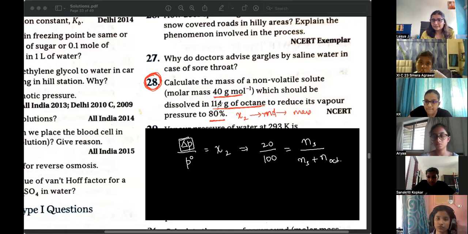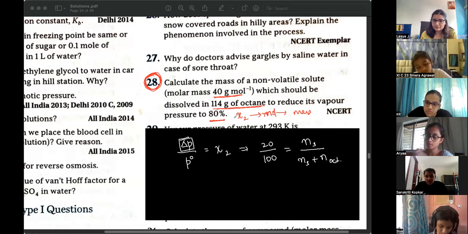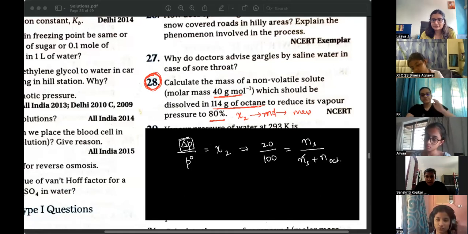You're also given a specific mass of octane, no? So you have the number of... And that's exactly what you need to find out. Calculate the mass of the non-volatile solute. How? So that's what. First, find out the mole fraction of the solute. That you'll get in terms of some variable because you don't have the number of moles.